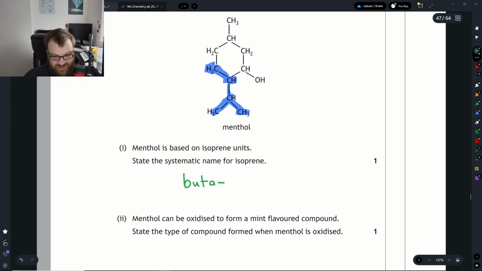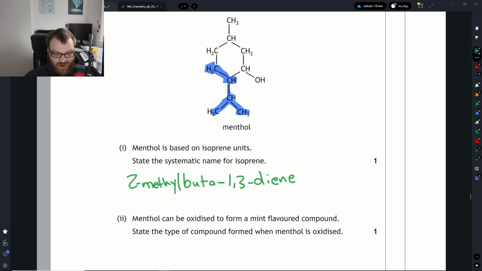So we have buta-1,3-diene. Those double bonds have been broken as they've joined up together. We've also got the methyl group coming off of the second carbon. We have 2-methylbuta-1,3-diene.